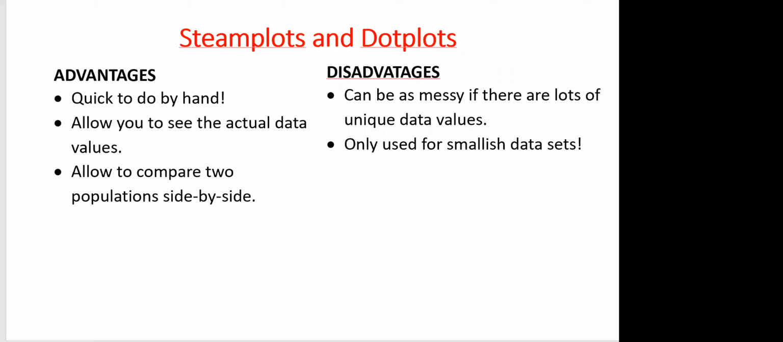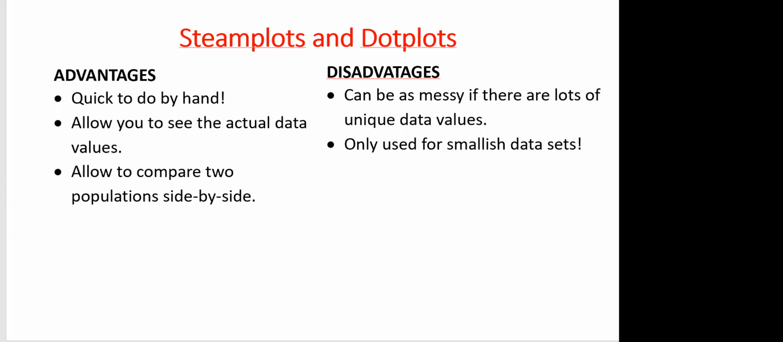So, advantages and disadvantages of stem plots and dot plots. Advantages: they're quick to do by hand, allow you to see the actual data values, and allow you to compare two populations side by side. Disadvantages: they can be messy, especially if there are a lot of unique data values. Disadvantage number 2: they're only used for smallish data sets. You're not going to do them if you have, let's say, 1,000 values to enter. Okay, so that concludes our stem plots and dot plots.